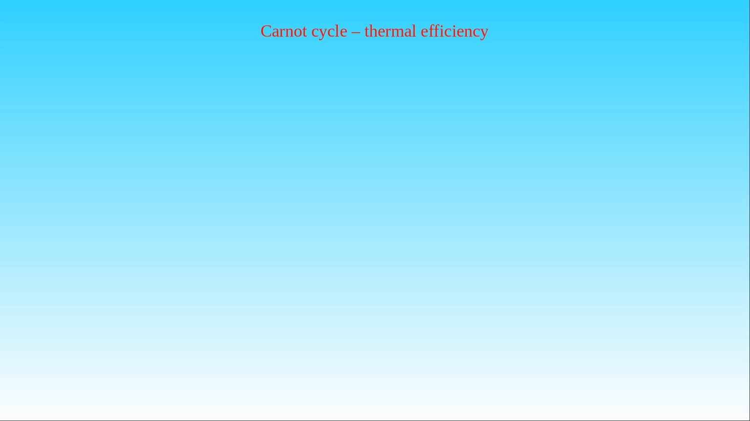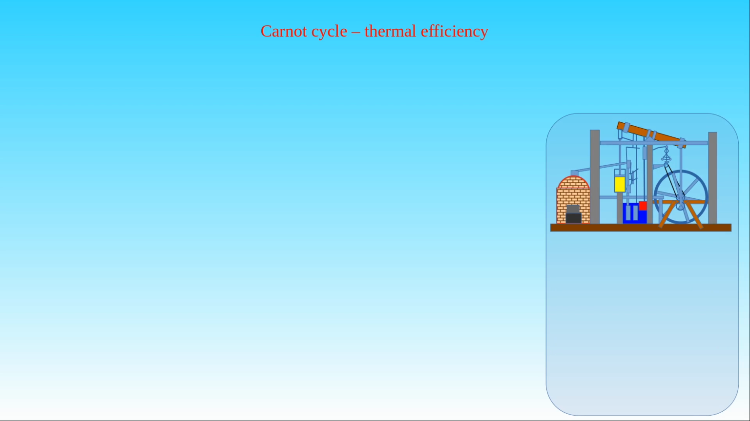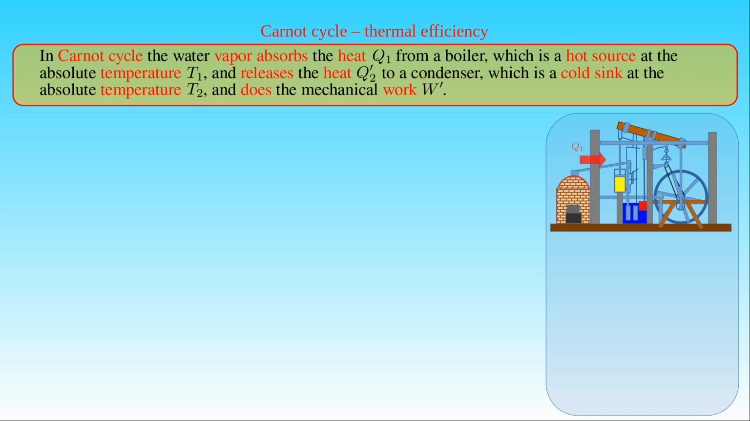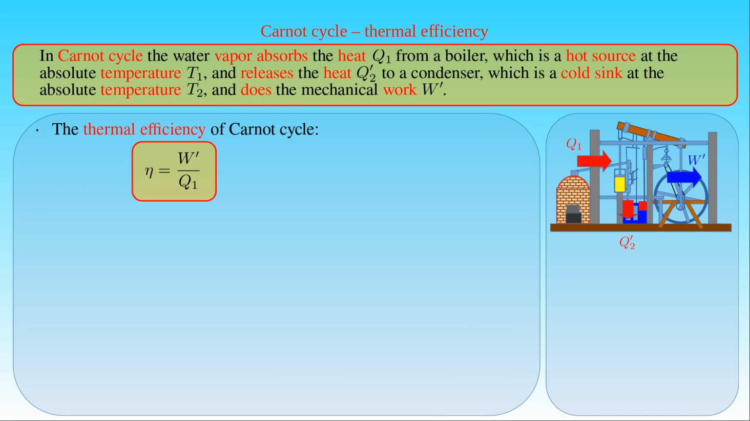Now we can summarize the process of conversion of energy by a steam engine operating in Carnot cycle. In Carnot cycle, the water vapor absorbs the heat Q1 from a boiler, which is a hot source at the absolute temperature T1, and releases the heat Q'2 to a condenser, which is a cold sink at the absolute temperature T2, and produces the net work W'. The thermal efficiency Eta of Carnot cycle is defined by the ratio of the useful work W' to the heat Q1 delivered from the boiler. Since the heat Q1 is equal to the work W'1 done by the body of the water vapor during its isothermal expansion, we can write that Eta is equal to W' divided by W'1.